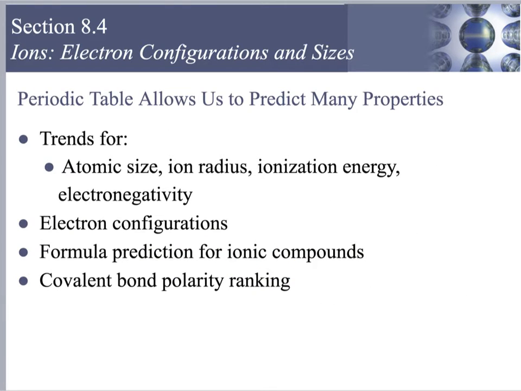We already talked previously about trends in properties such as atomic size, ion radius, ionization energy, and electronegativity, so the periodic table is useful for getting that information, and also obviously for the electron configurations. It helps us to predict formulas for ionic compounds based on this idea that the atoms are going to achieve a noble gas configuration. It's also useful for comparing covalent bond strengths, and we did some work on that back in section 8.2.